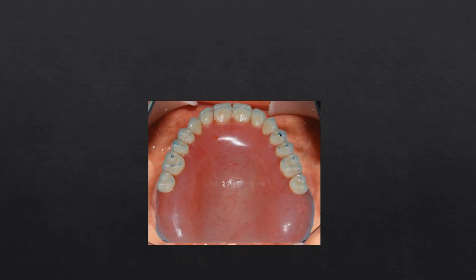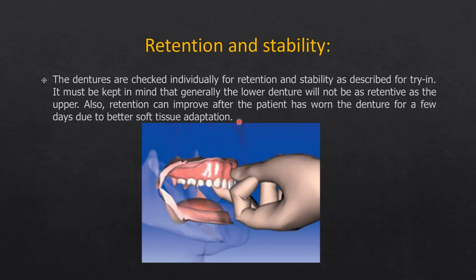So this is what we are talking about, the clinical steps of denture insertion and verification, and so next we check for retention and stability. That is by using a pinch method. We try to pull the denture away from the denture bearing area to check if it is retentive.